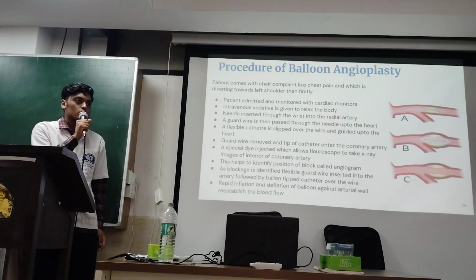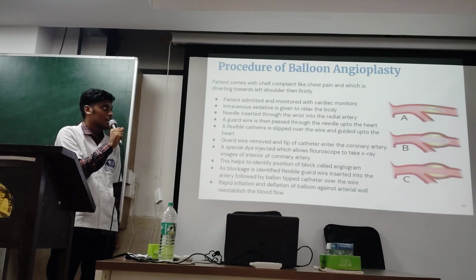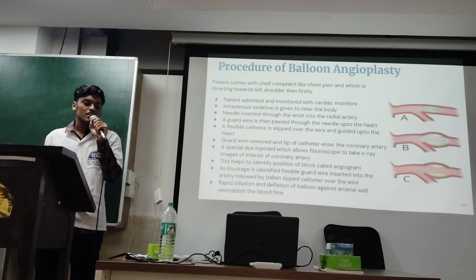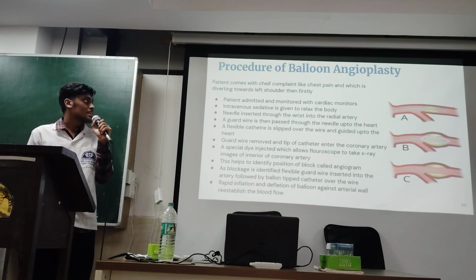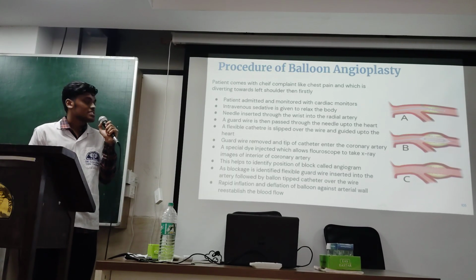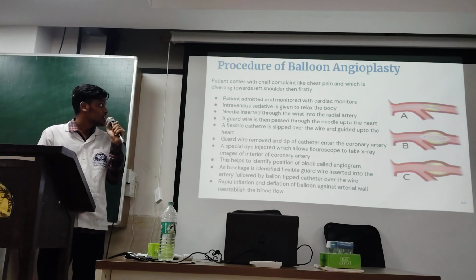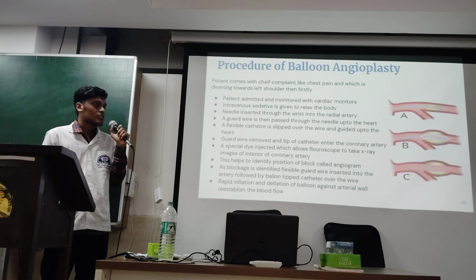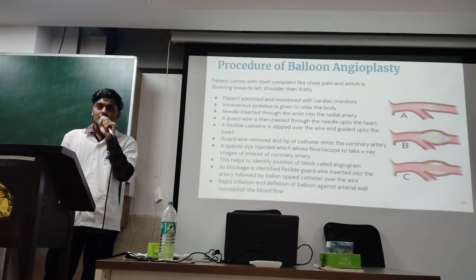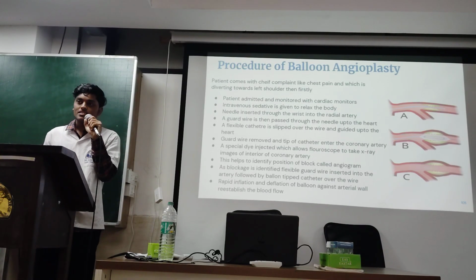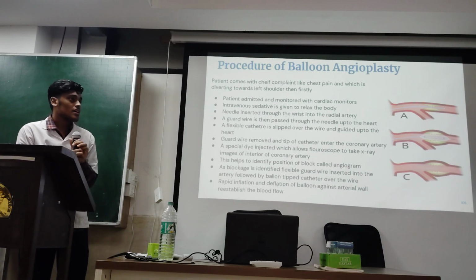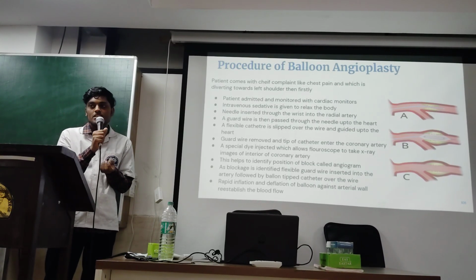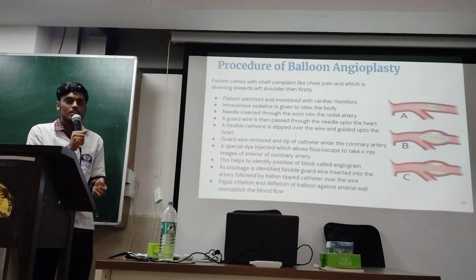Now let's begin with the procedure of angioplasty. Suppose a patient comes with chief complaints like chest pain, which is radiating towards the left shoulder. Then the patient is immediately admitted and monitored with cardiac monitors, and intravenous sedatives are given to relax the body. Then a needle is inserted through the wrist into the radial artery, which is used for the ticking pulse.